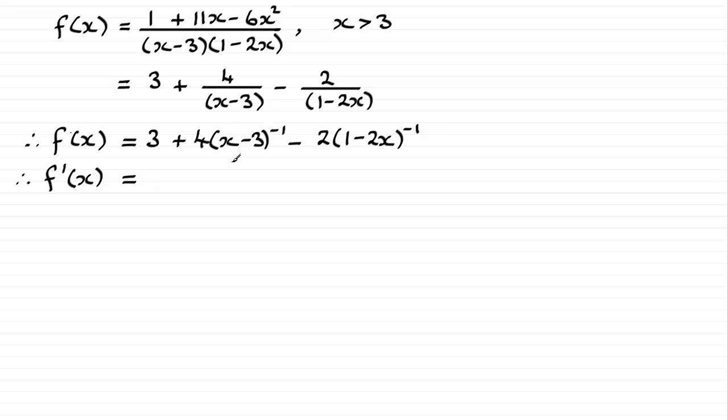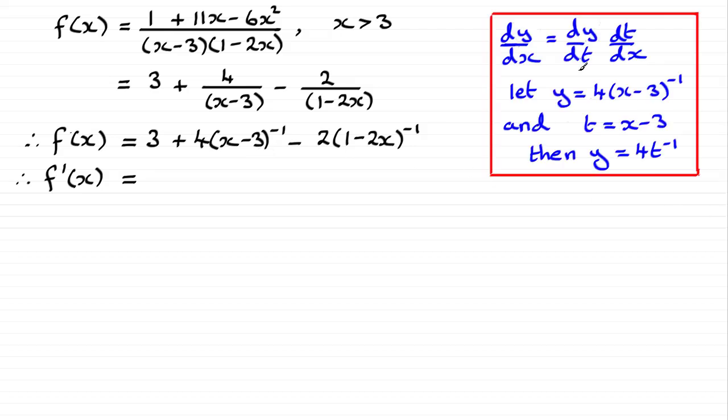When it comes to differentiating this term here, we need to use the chain rule. Essentially, what we're doing then is this. If we're going to use the chain rule, dy dx equals dy dt times dt by dx, we would let y, say, equal 4 times x minus 3 to the power minus 1, and t would be this x minus 3. So what we end up with is y equals 4t to the power minus 1.